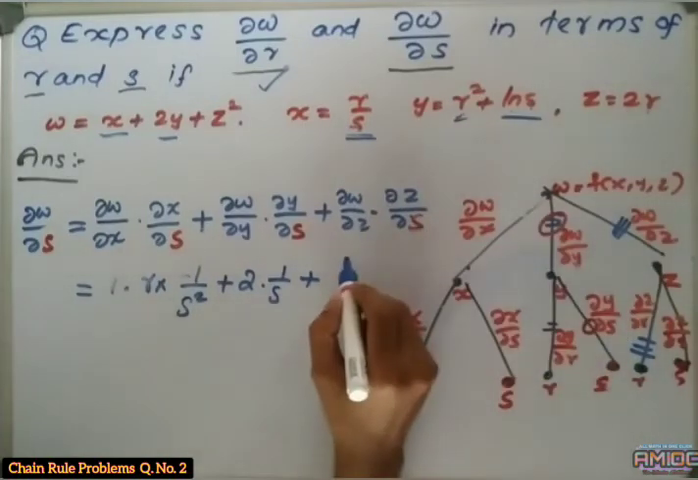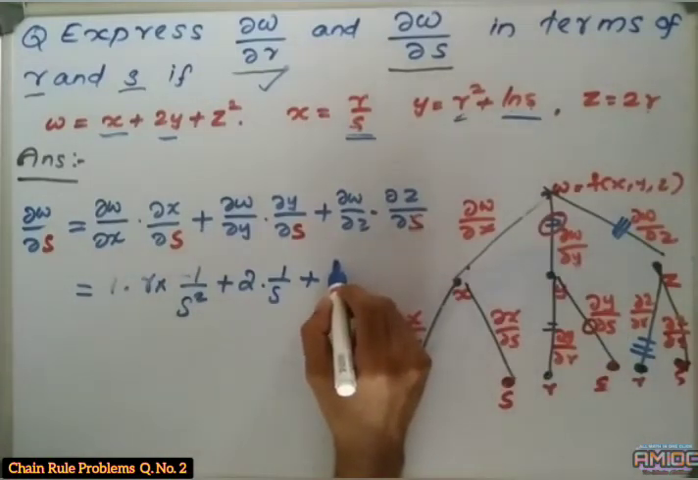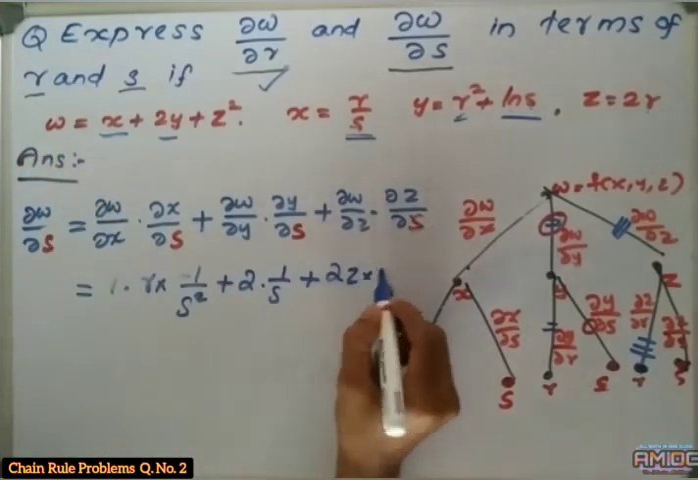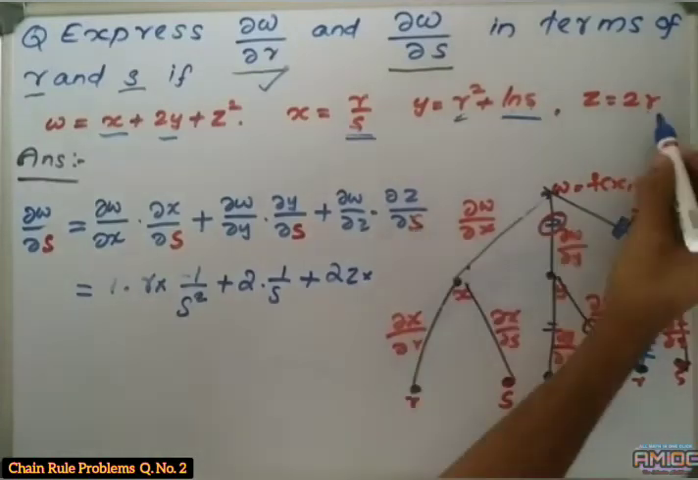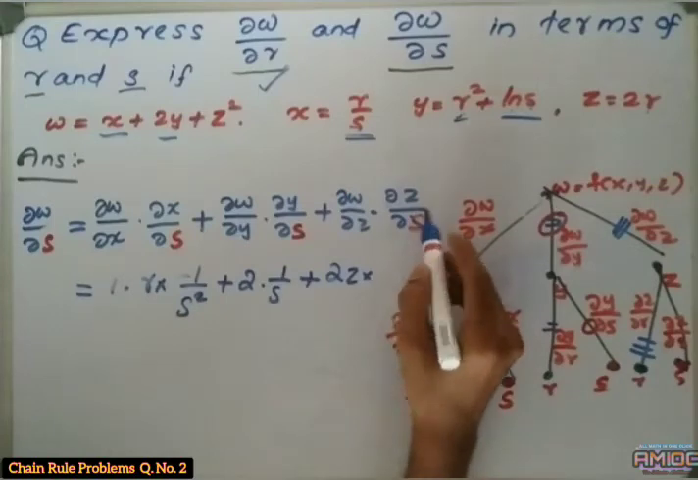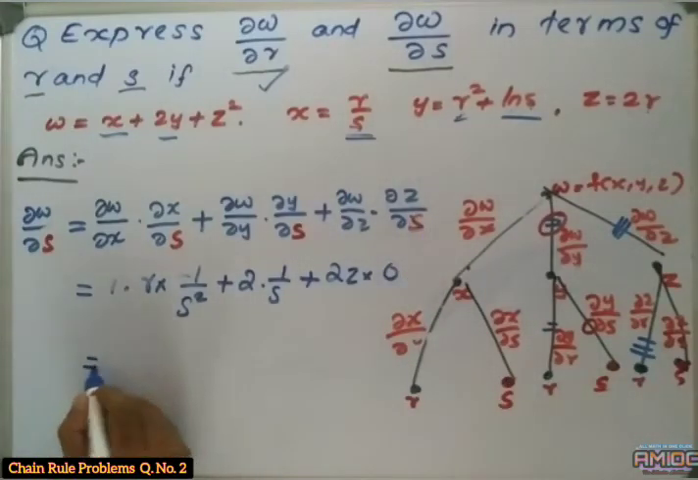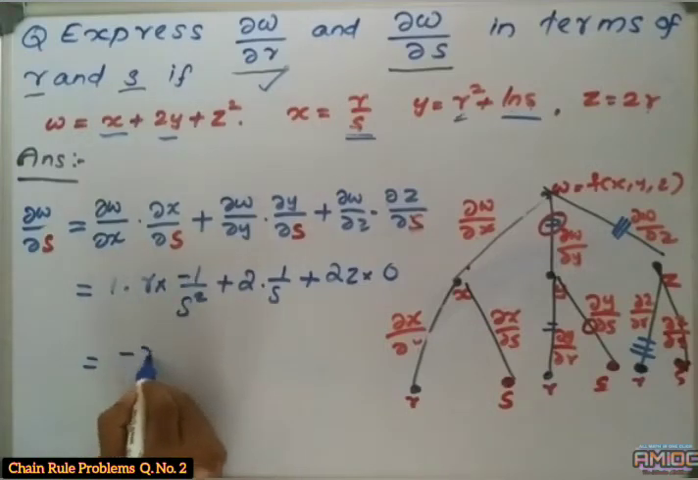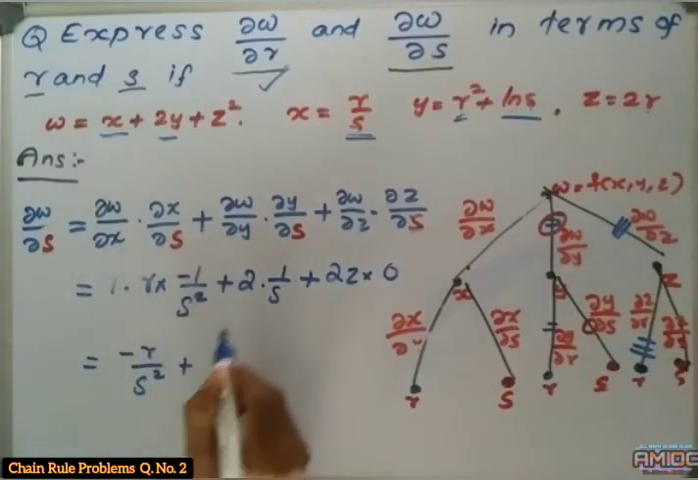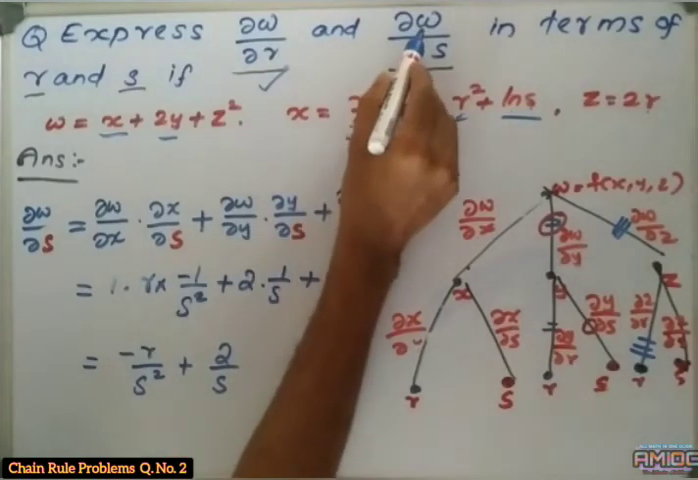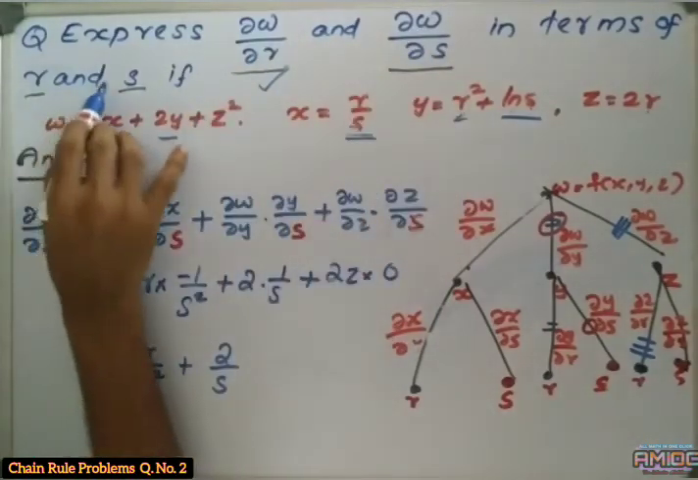Dou z is 2z into the derivative of z with respect to s. Here the term containing s is absent. Therefore, the derivative of z with respect to s is 0. Therefore, the final answer is 1 into r into minus 1 by s square, minus r by s square, plus 2 by s. Here the function contains the terms only r and s. Therefore, dou w by dou s is expressed in r and s.